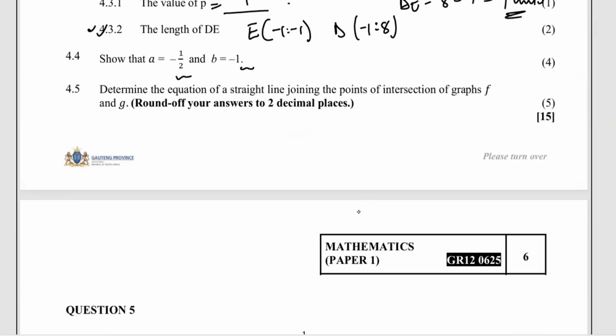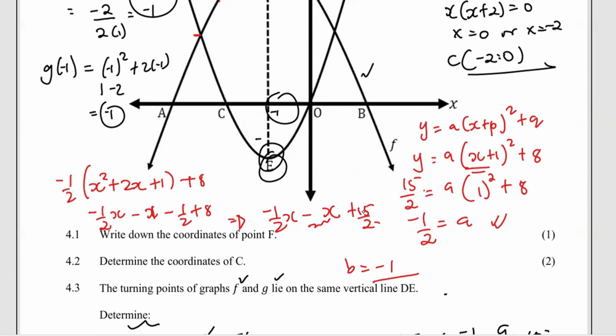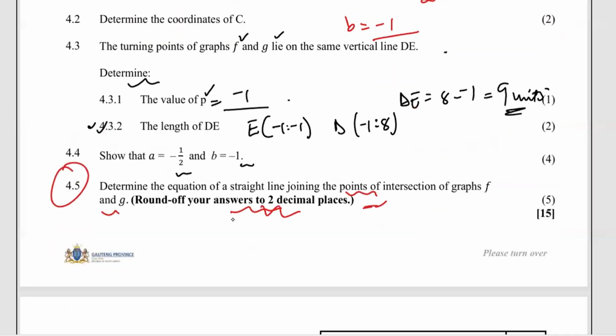Then 4.5: determine the equation of the straight line joining the points of intersection. You must round off your answers to 2 decimal places. Technically, by the looks of it, these might have the same y value. The x values are different, but we have a hint: if we get a fraction of 2 decimal places, do not be afraid. So the original f of x is negative a half of x² minus x plus 15 over 2.